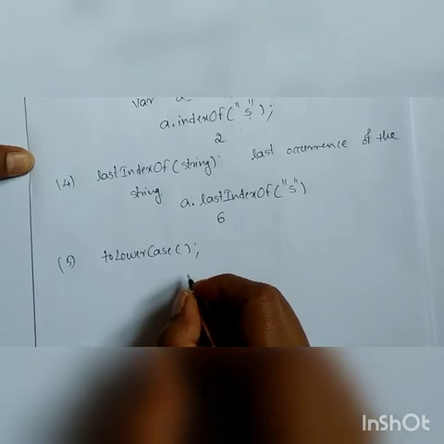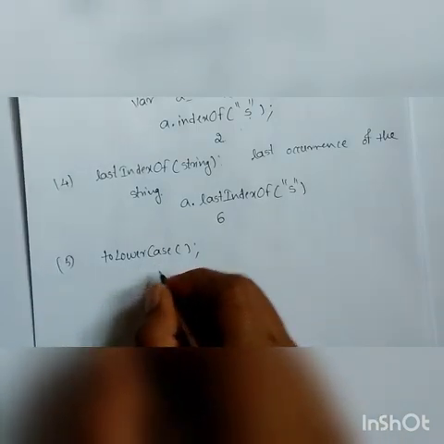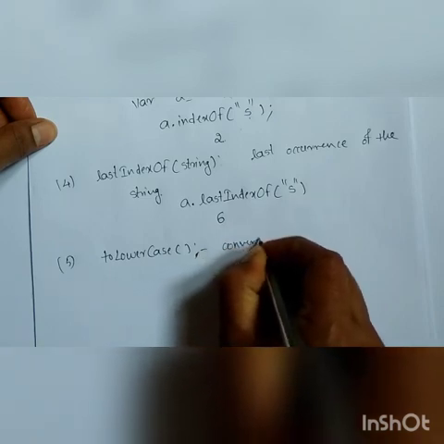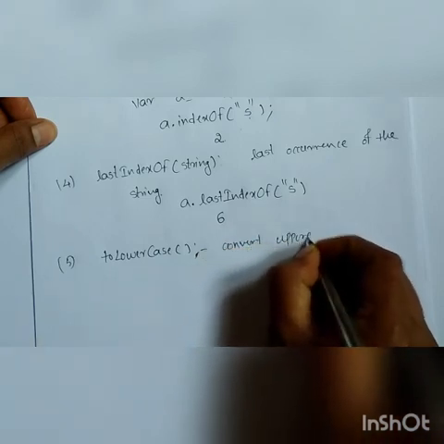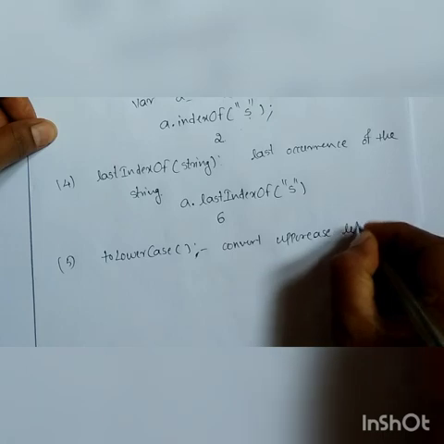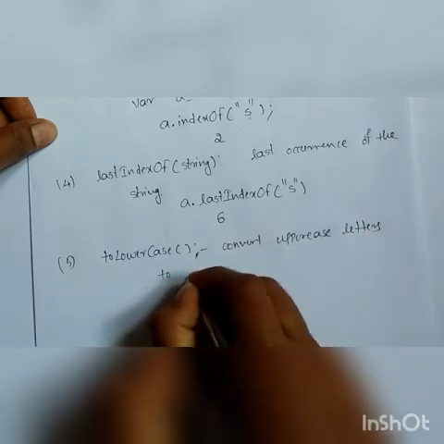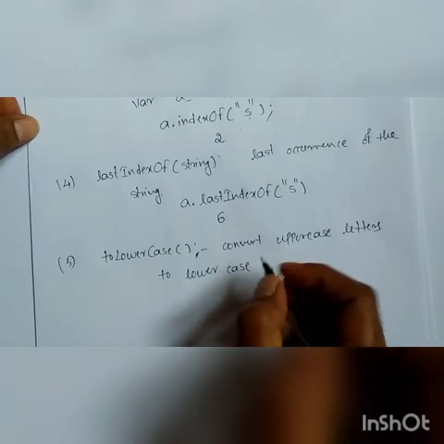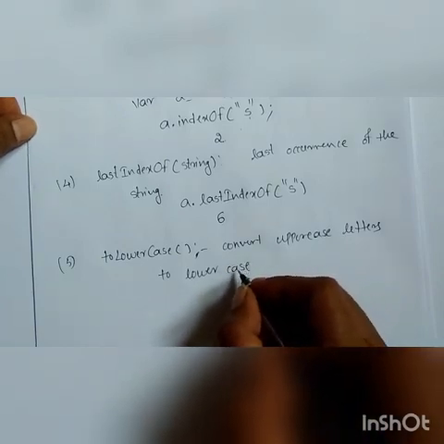Next method is toLowerCase, L and C capital. The toLowerCase method is used to convert uppercase letters to lowercase letters. Capital letters are converted to small letters.